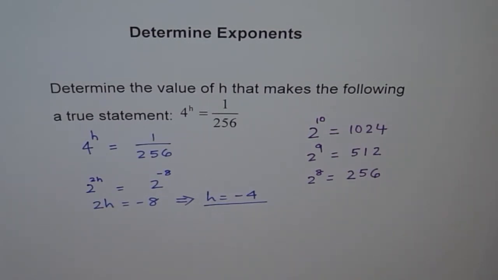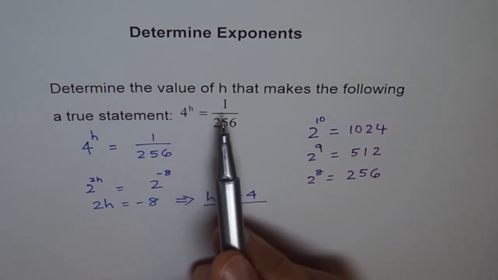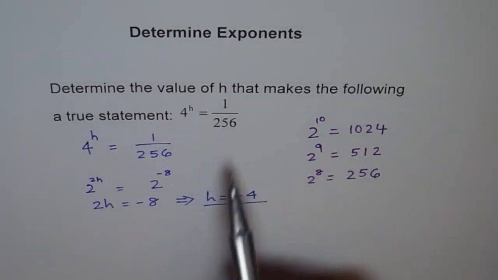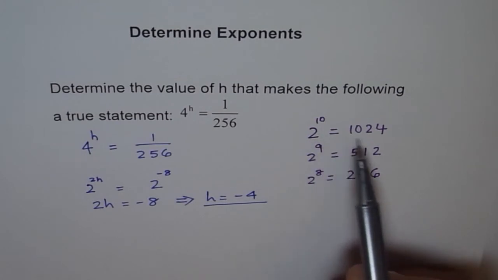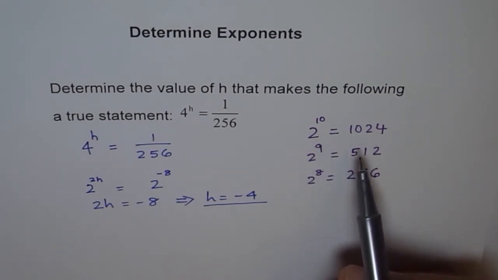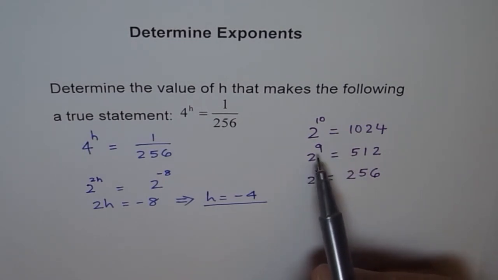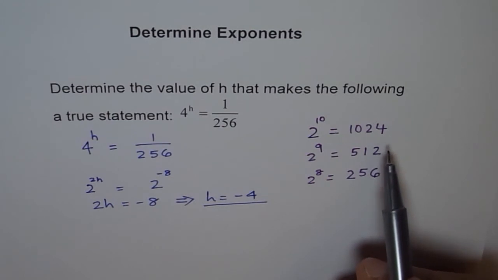So that's all. That's what it is, right? So if you write h as minus 4 here, you'll get 1 over 256. I hope you understand how we got this answer, correct? Now, it was important for me to teach you this part. Sometimes they will ask you a question. Let's say if 2 to the power of 9 is 512, then what should be the next power of 2 equal to? So you have to multiply that by 2.